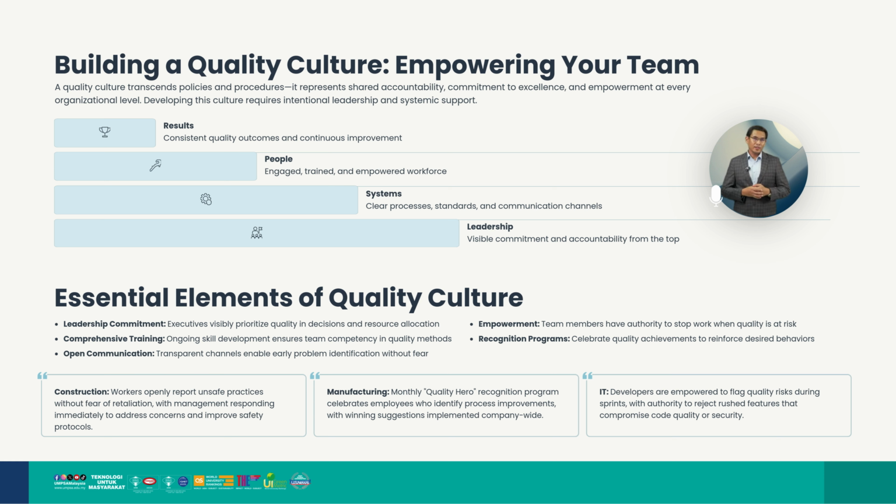In an IT project, it may involve empowering developers to speak up when deadlines are unrealistic or when quality standards are being compromised. In a manufacturing setting, a company might introduce a quality hero recognition program for employees who prevent defects before they reach the customers. Such initiatives encourage proactive involvement, boost morale, and significantly reduce the occurrence of quality issues.